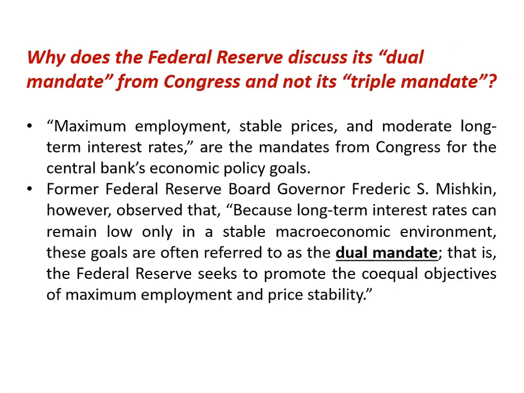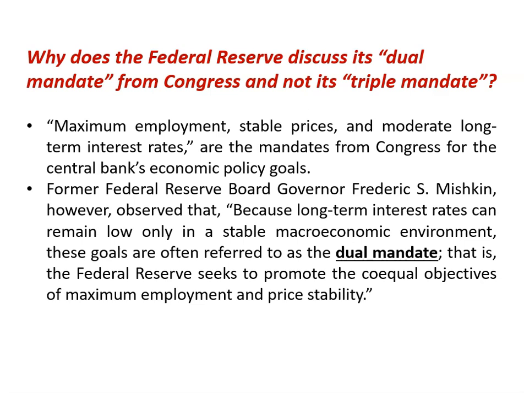So, why does the Federal Reserve often discuss its dual mandate from Congress and not its triple mandate as the 1977 legislation actually said? The 1977 law clearly said that the goals of the Federal Reserve are to strive for maximum employment, stable prices, and moderate long-term interest rates.